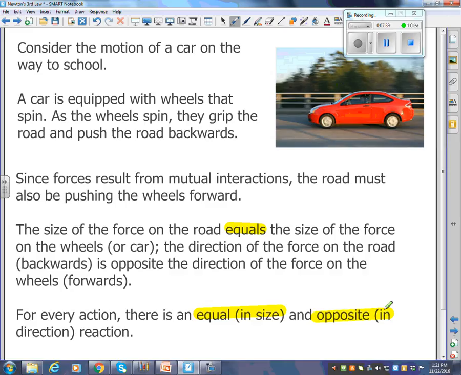I'm going to walk across the room. Watch me. Pretty exciting, eh? How did I do that? I push the floor back, so you're saying that as I'm walking, I'm pushing the floor backwards. And then the floor pushes me forward.